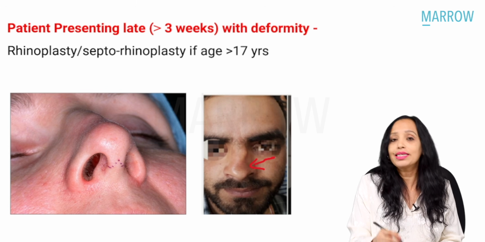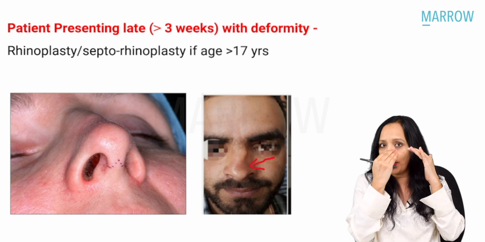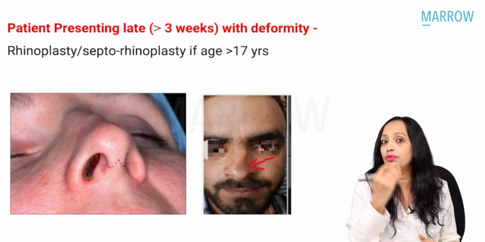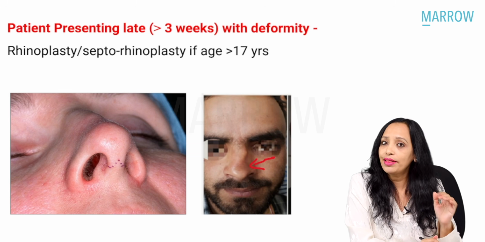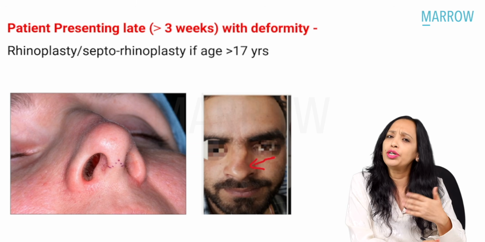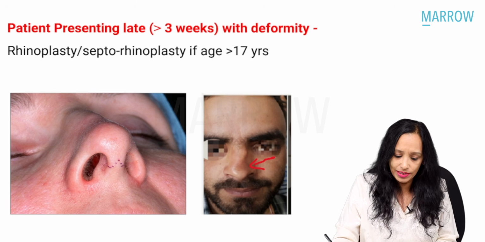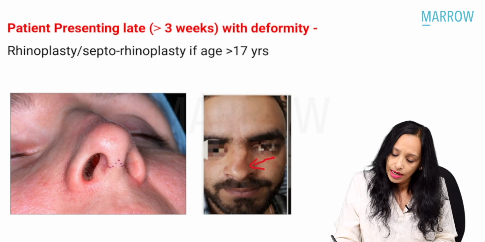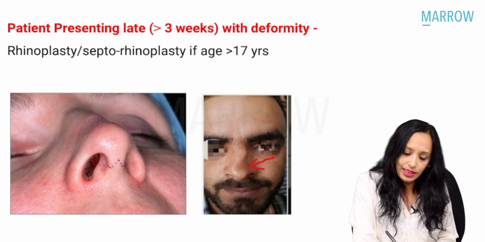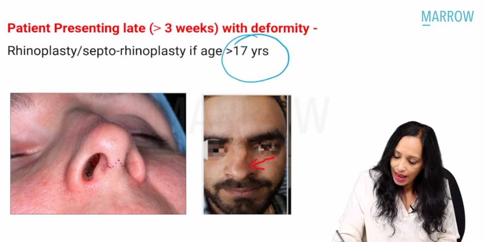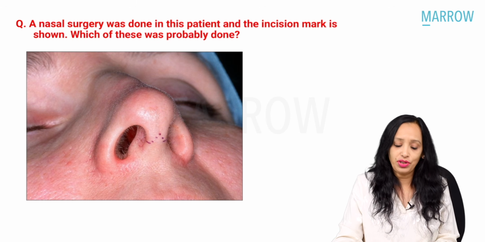So what is done is, the incision is given, the skin is raised from above the bony framework, and then whatever you want to do on the framework, reduce it, correct it, everything is done. That is what is rhinoplasty. So yes, it is always done after 17 years of age. And this was a question this year.